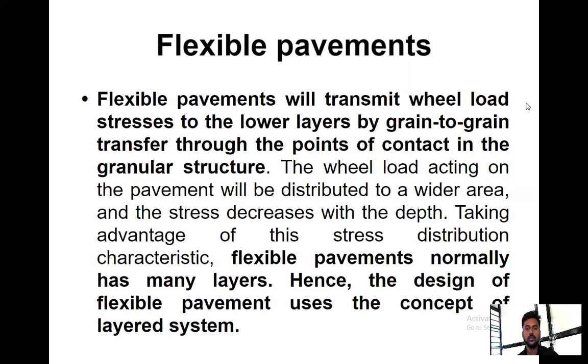Then we'll see the flexible pavement. Flexible pavement will transmit the wheel load stresses to the lower layer by grain to grain transfer at the points of contact in the granular structure. The load transfer mechanism in the flexible pavement is grain to grain, because there are too many grains, that is aggregates and boulders. So grain to grain transfer of the load will be there in the flexible pavement.